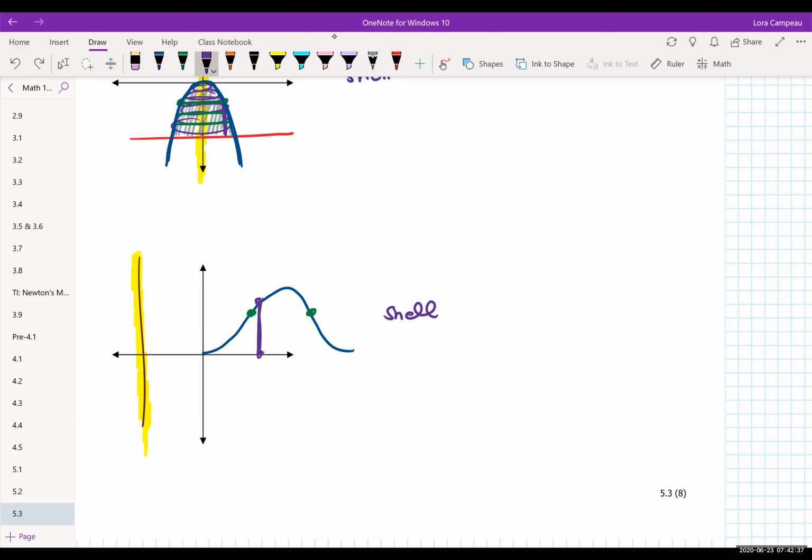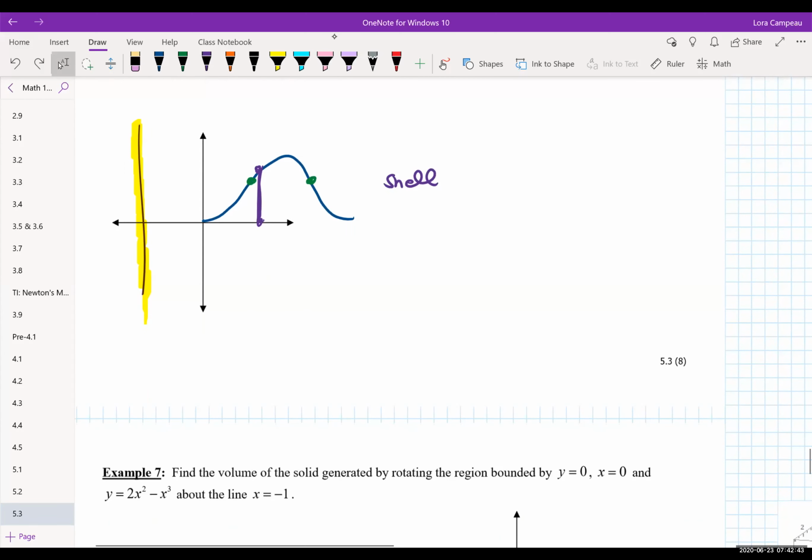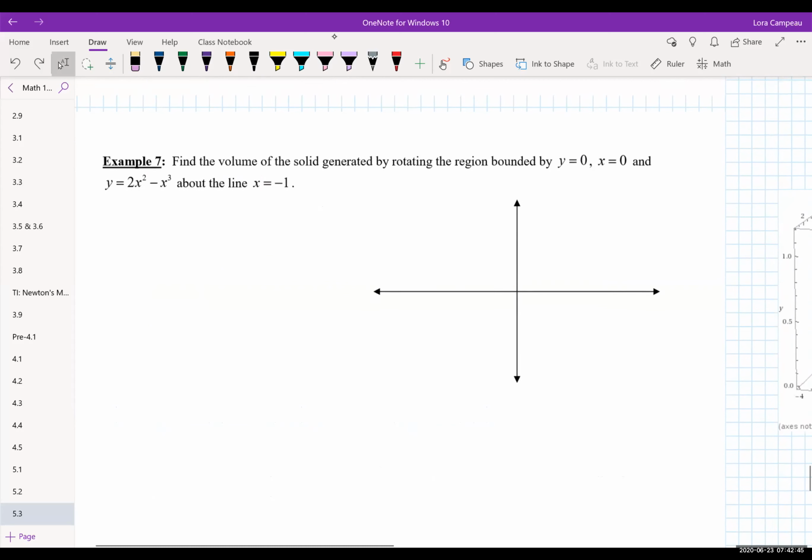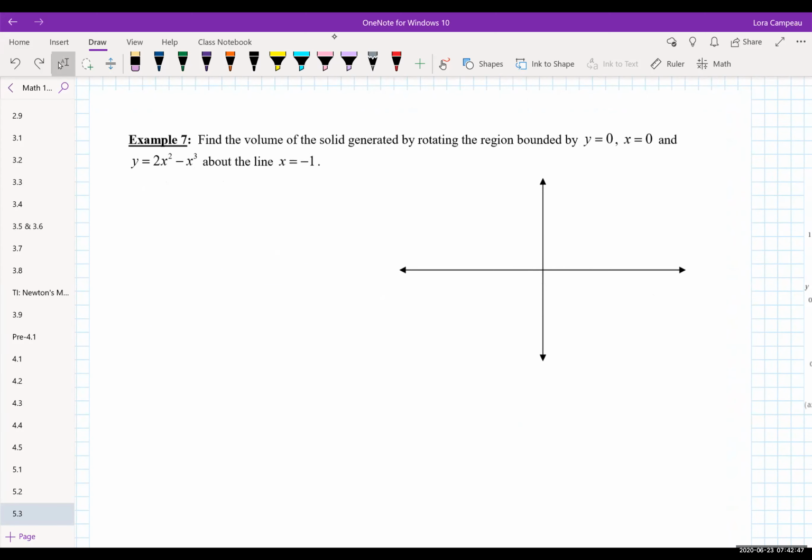So practice, practice, practice. I'm going to do one more with you with this same idea, and then we'll get the hang of it, and I think we're going to be good to go with this section. So one last example to go. It's the same as what we were dealing with earlier, but this time we're going to switch it about. We're rotating about the line x equals -1.